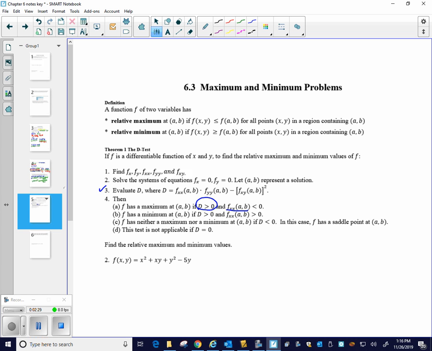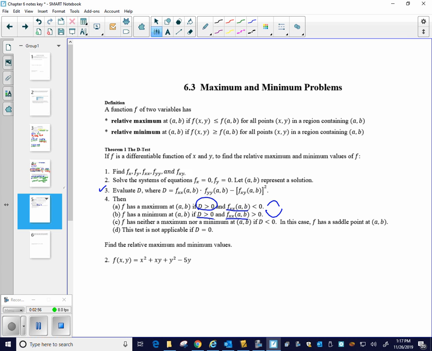And that's because fxx being less than 0 would actually indicate at that point the curve or the surface of this thing is concave down. So it would look like that. Then if we get D to be positive and fxx is also positive, then it would be concave up, meaning at the bottom of the hill you would have a minimum.